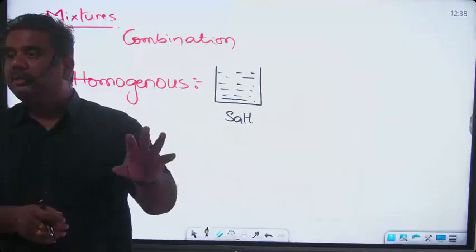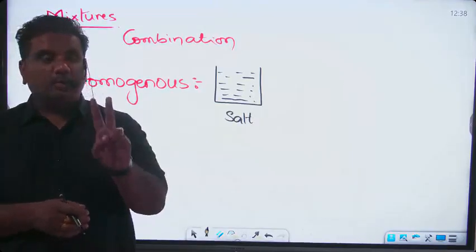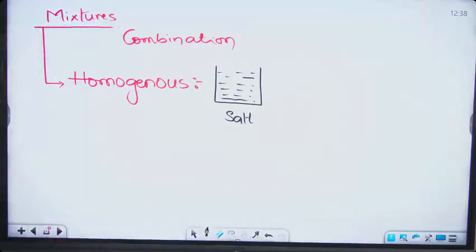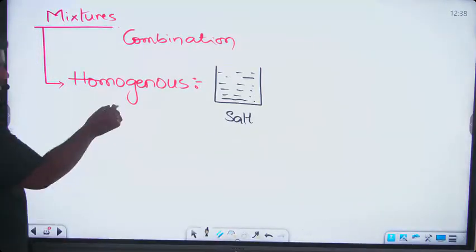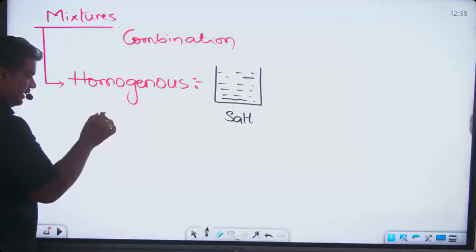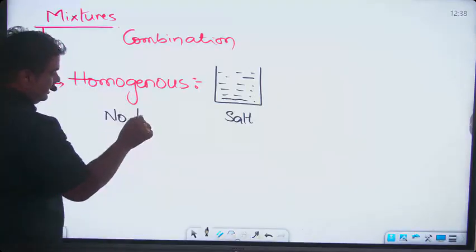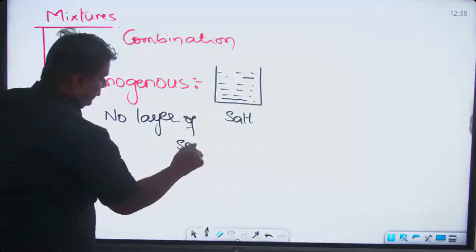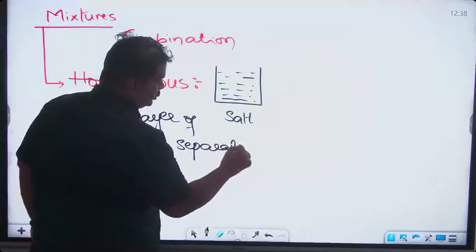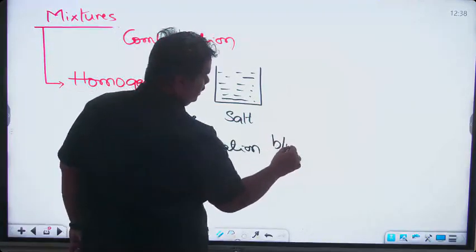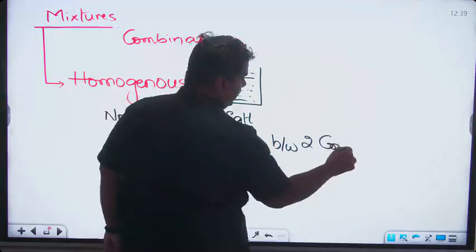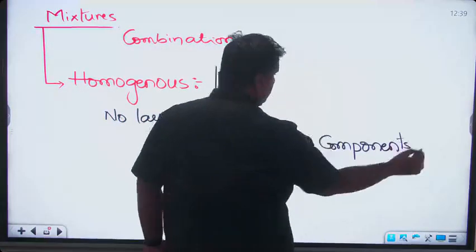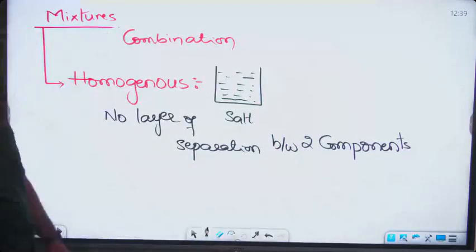Because in that particular case, you are able to identify two different components, right? So the moment we talk about the case of a homogeneous mixture, here there is no layer of separation between the two components. ఆ రెండు కాంపోనెంట్స్ మధ్య ఎటువంటి సపరేషన్ అనేది కనిపించకపోతే it is known as a homogeneous mixture.